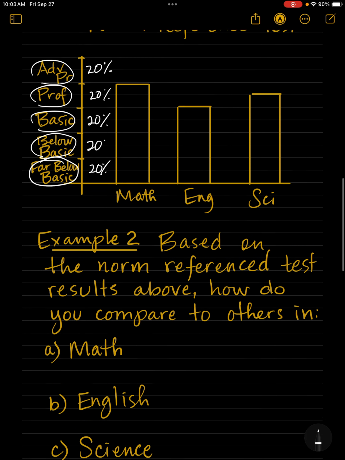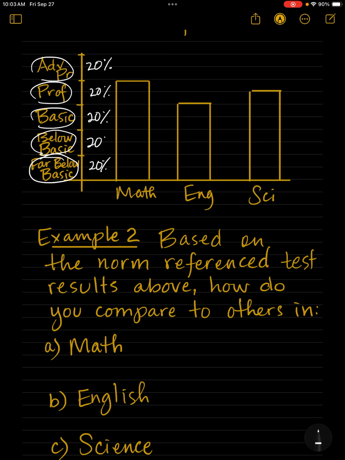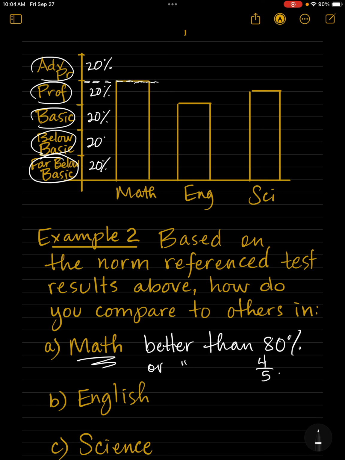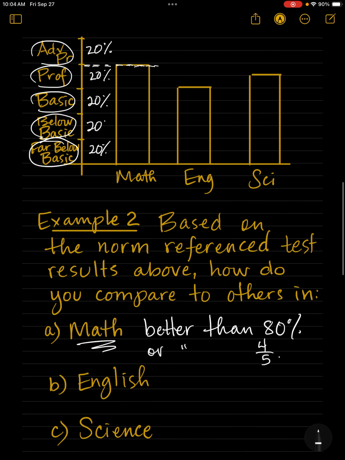So, for example 2, based on a norm reference test, how do you compare to other students in math? So let's look at the math bar. It appears to me that if this is your score, you scored better than 80% of students who took this test. Or you might even say better than 4/5 of the students. You could even say 20% of the students scored better than you. I just like to look at the glass being half full than half empty.